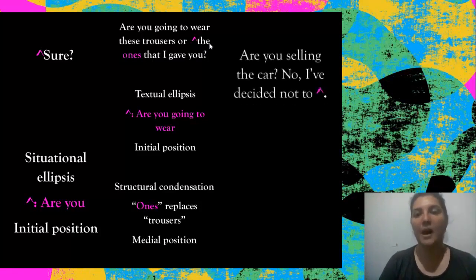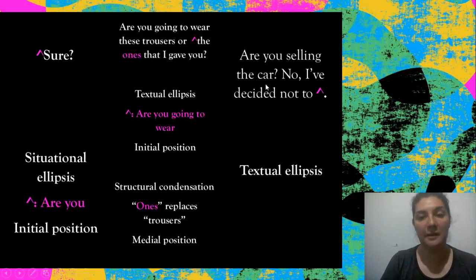Finally, "Are you selling the car?" "No, I've decided not to." This is an example of textual ellipsis. In this case, we can recover the information in the nearby text, the information related to selling the car.